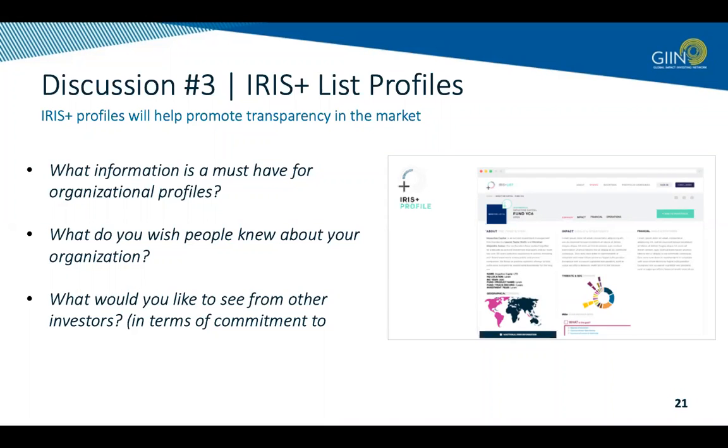But what we want to do here is actually open up this conversation again. This is kind of like the crux of it. What is the information that is a must-have? If you think about your organization being profiled in this directory, what is the information that you would want the market to see from you? And also, what is the information that you want to see from others? And sorry, it seems like my bracket on the third bullet is cut by the image, but it's in terms of commitment to transparency.